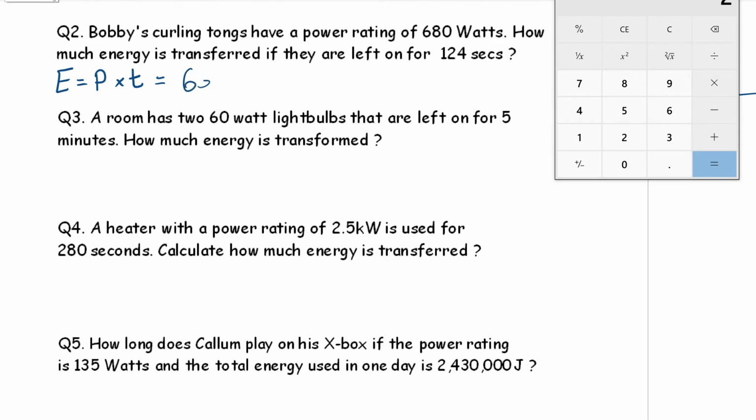The power is 680. Oh, I made a mistake here myself. I should be highlighting the important information. The fact that Bobby owns curling tongs is not important to answer this question. What's important are two things: P, the power, and T, the time. So P is 680 and the time is 124.